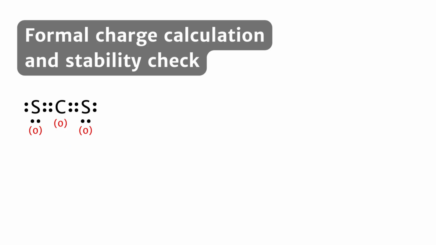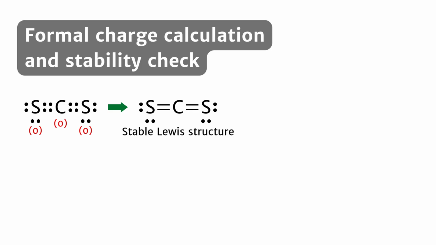To represent a bonding pair, we draw a single line between the atoms. In this structure, there are 2 pairs of electrons between carbon and each sulfur atom, so we draw 2 lines between them to represent a double bond. Thus, the final Lewis structure of CS2 has a central carbon atom forming double bonds with 2 outer sulfur atoms. This is how the Lewis structure of CS2 is drawn.